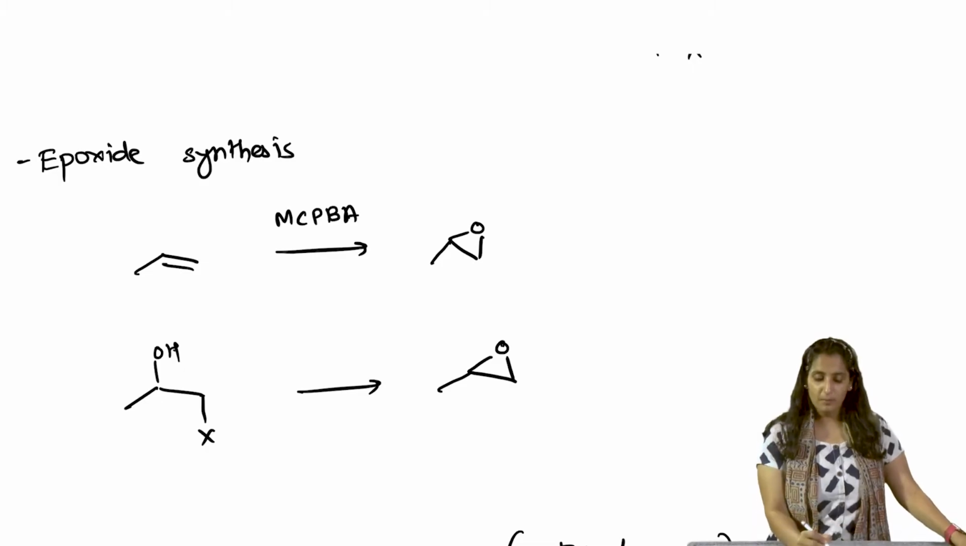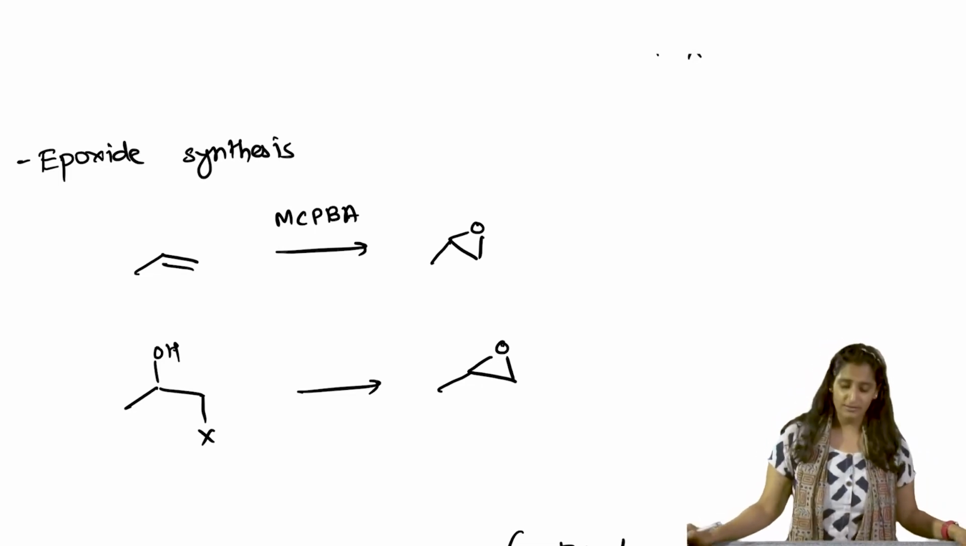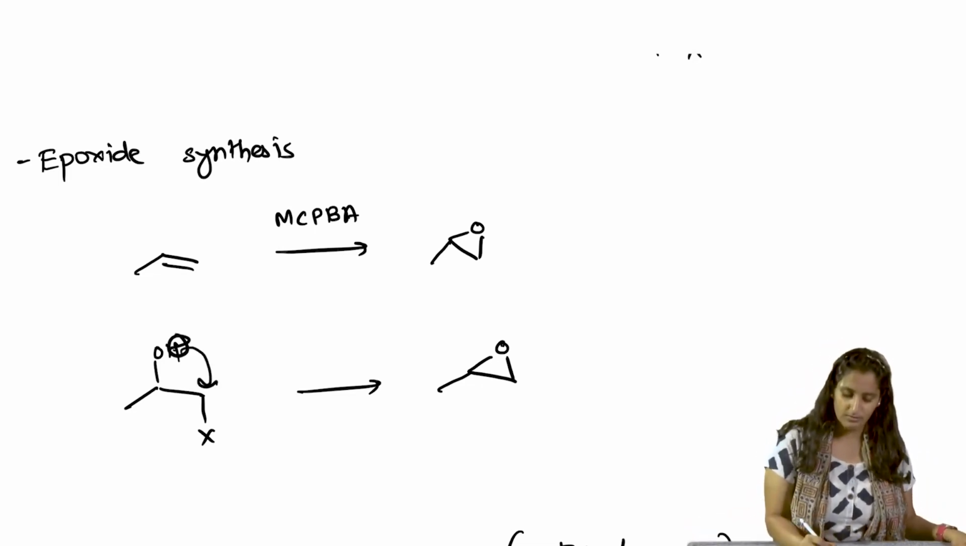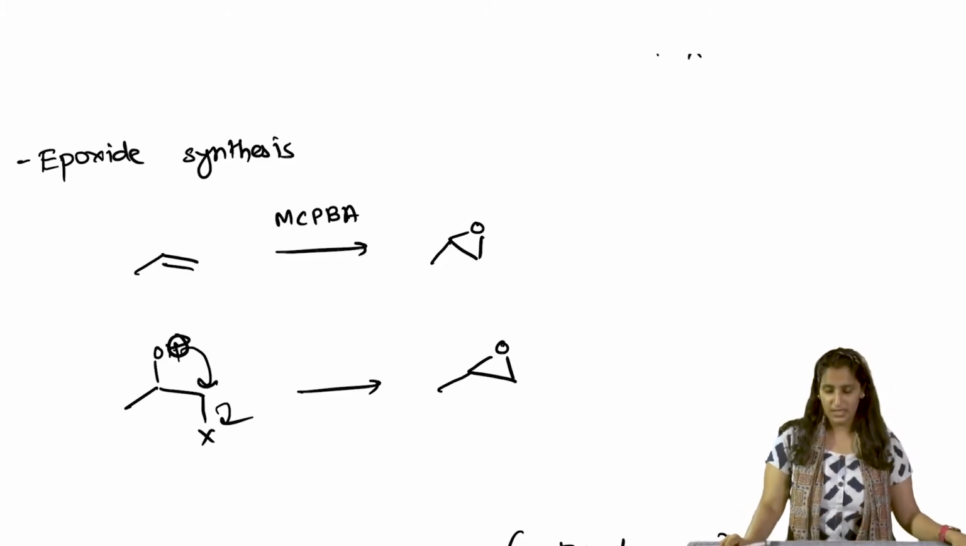You can also form an epoxide wherein you start from halohydrin, and if it is a trans halohydrin, what you can do is you can start with the oxygen and then do SN2 type of reaction to form that epoxide.